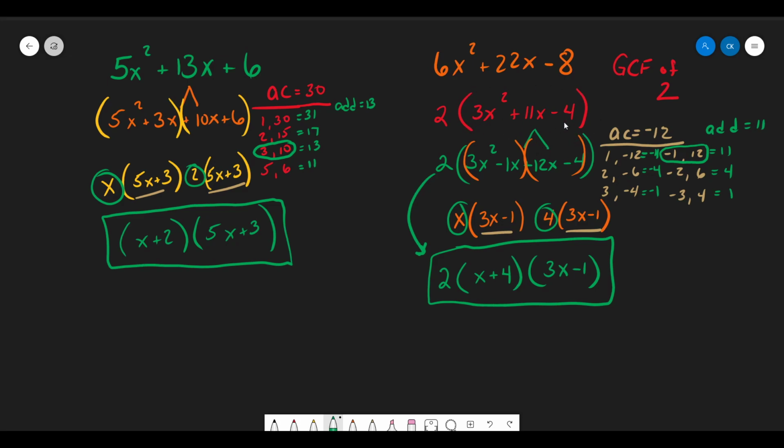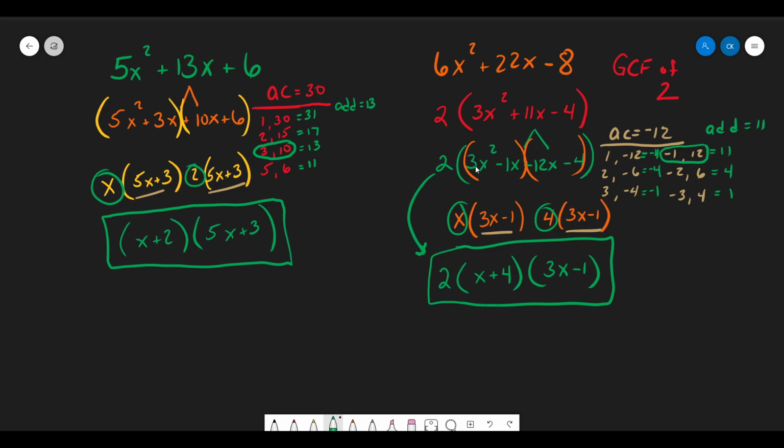Again, I'm going to look at AC, which in this case is 3 times negative 4, which will be negative 12. So I'm looking for all the factor pairs of negative 12. In order to get negative, one of the two numbers has to be negative. So it's either going to be 1 and negative 12, 2 and negative 6, 3 and negative 4, or the opposites, negative 1 and 12, negative 2 and 6, or negative 3 and 4. But I want it to add to be 11. So when I add them all up, here I get negative 11. Here I get positive 11. So I'm going to take the negative 1 and 12. I'm going to split up the plus 11x into negative 1x and positive 12x.